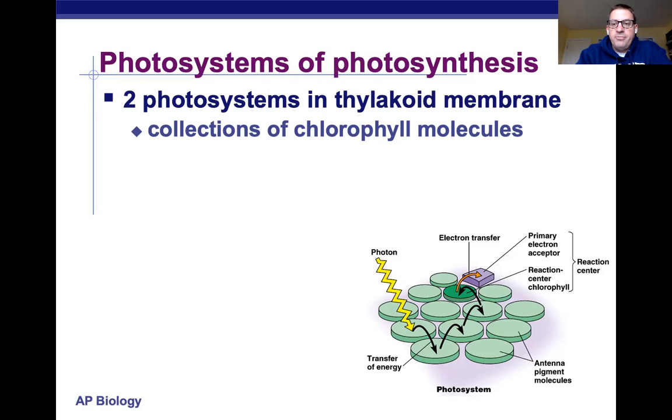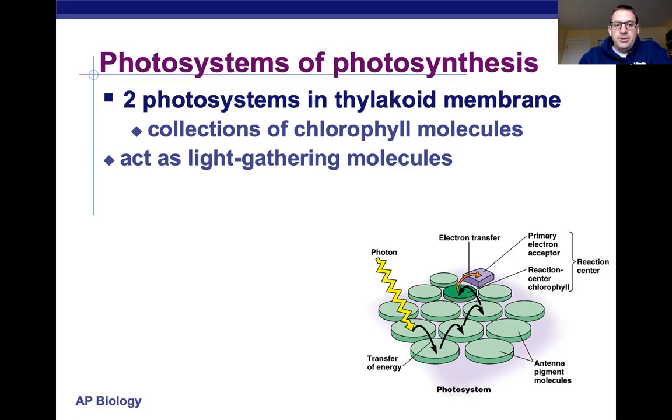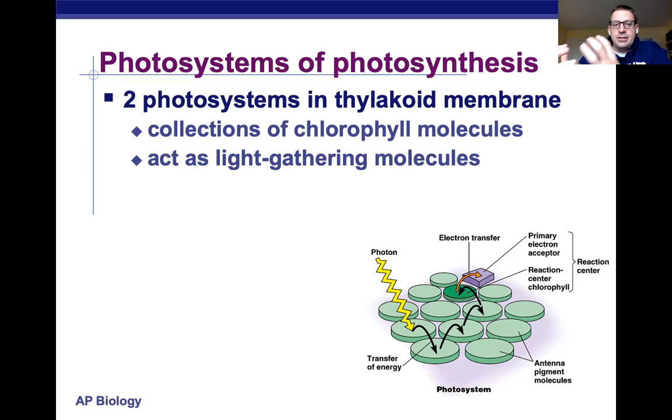Okay, and what a photosystem is, it's a collection of chlorophyll molecules and other pigment molecules, not just chlorophyll, but other pigment molecules as well, that are embedded within proteins in the membrane of the thylakoid. And these photosystems act as light gathering molecules. So light strikes them and they absorb that light energy.